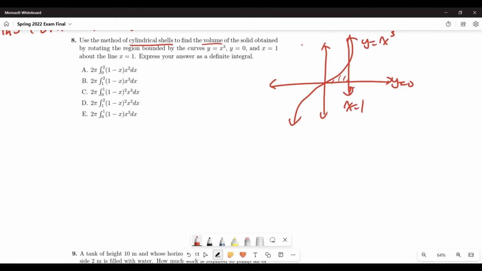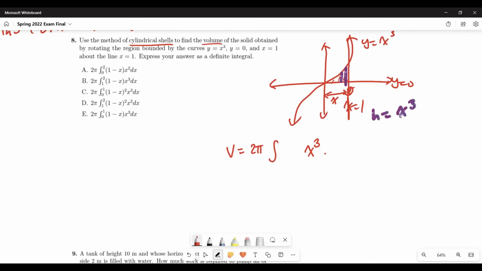Even better. Okay. So if you remember, the shell method is 2 pi, the bound, and the radius, and the height. So we have that. So the line is x equals 1, and if you remember the shell method, it's parallel to the axis, which is going to be like this slice. So the height is simply this line, which is x cubed. So that becomes just x cubed.